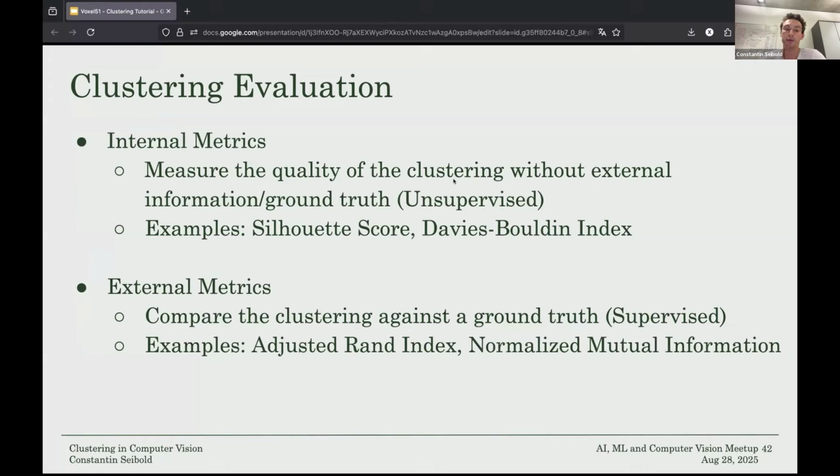interpretable analysis with external metrics, assuming you have a ground truth data set, like for example, if you cluster ImageNet, where you can compare your cluster metrics against the ground truth in terms of the adjusted rand index or normalized mutual information. This is also somewhat suboptimal in the sense if your data has multiple potential possible class assignments.